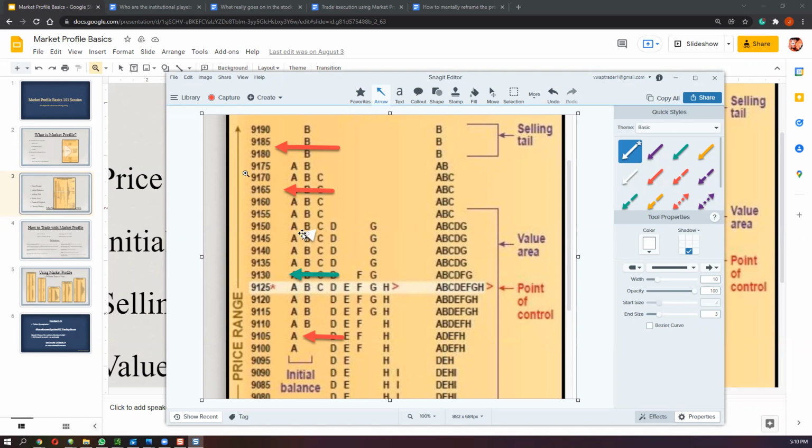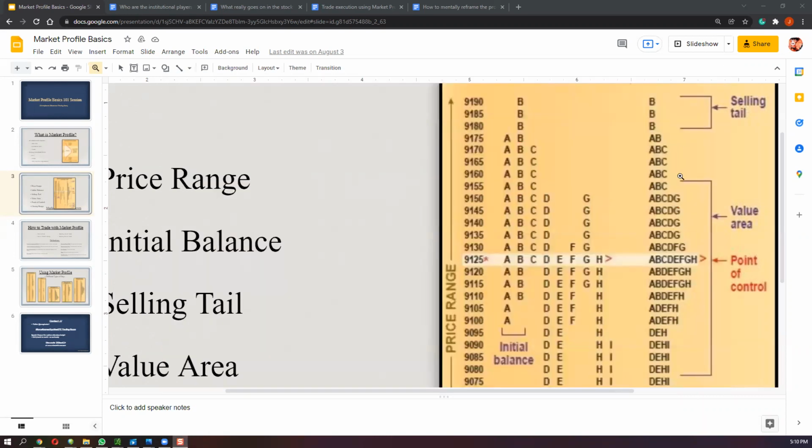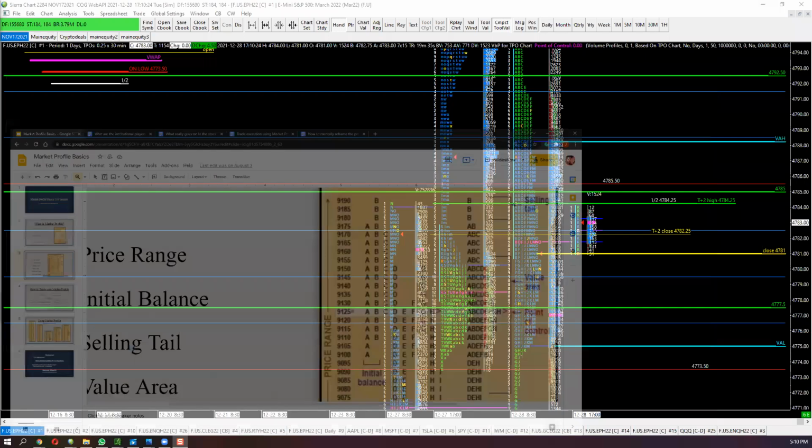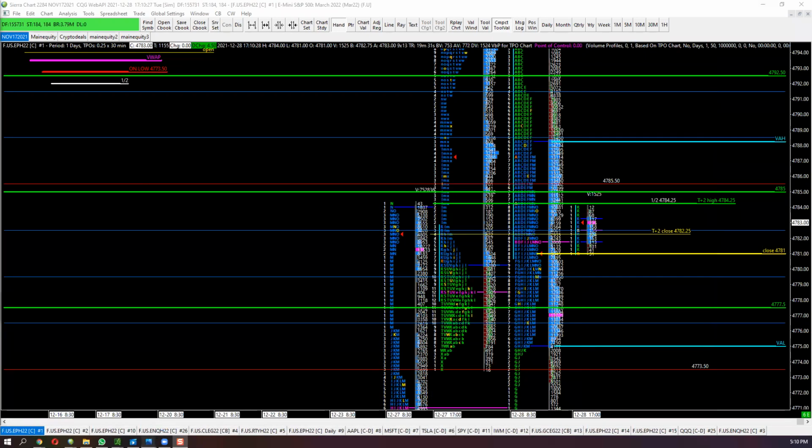Right? So basically, they're just half-hour bars that we get to open up. Now, this is a pretty simple example. This is just market profile. Now, when we look at my charts, they're going to look like this.